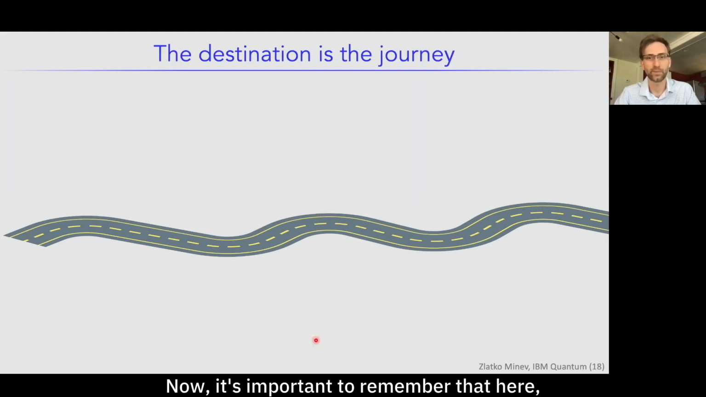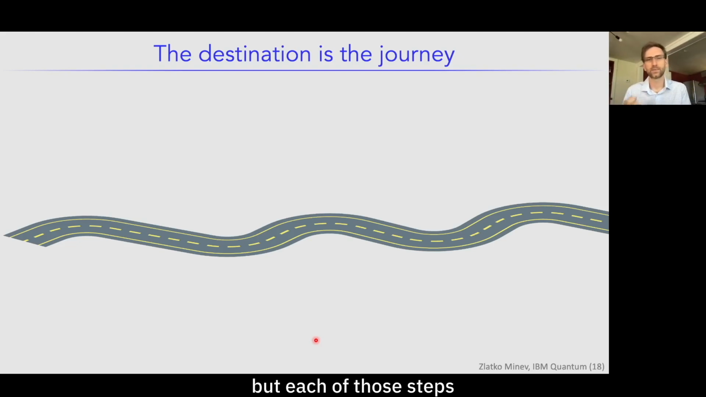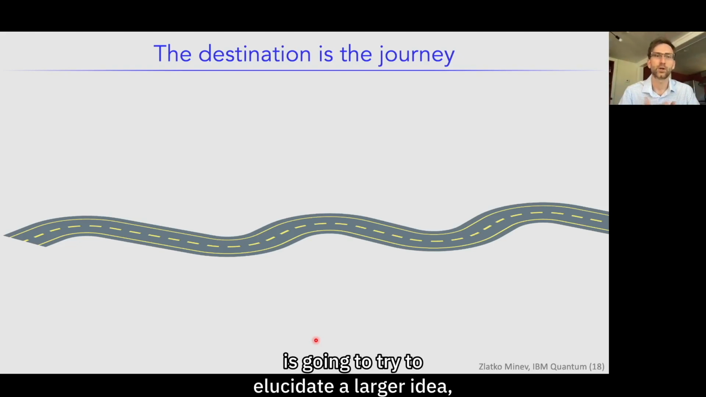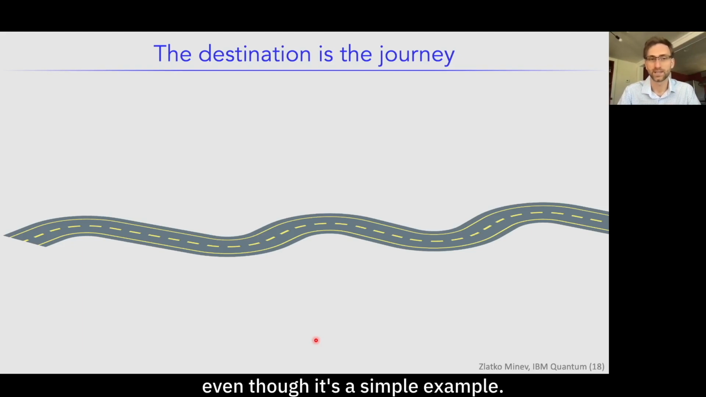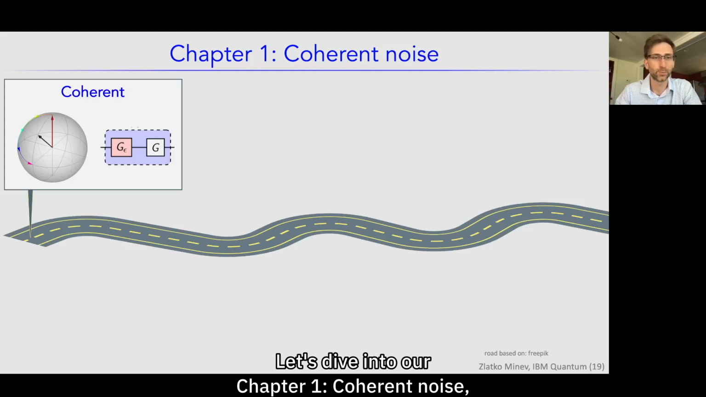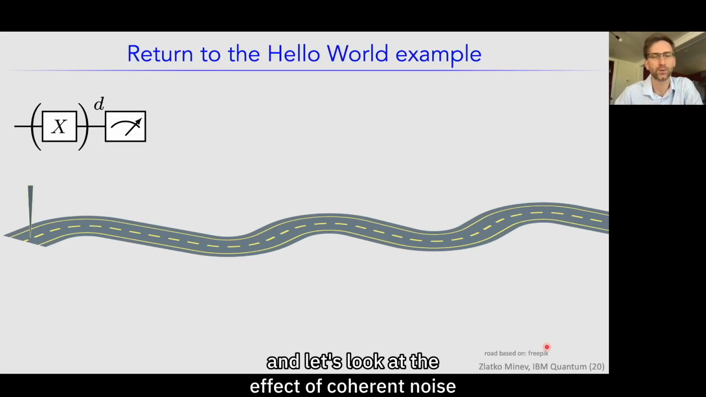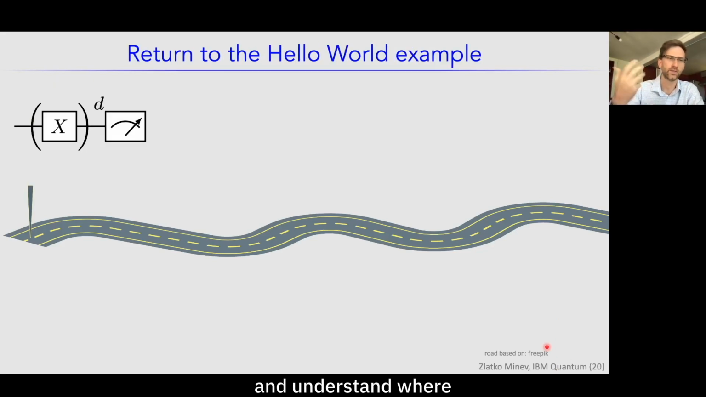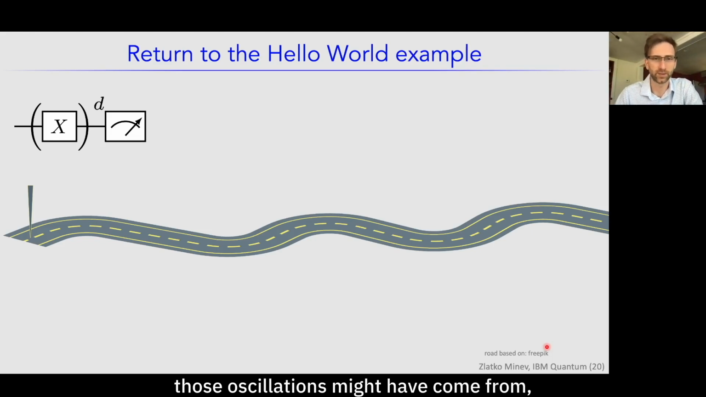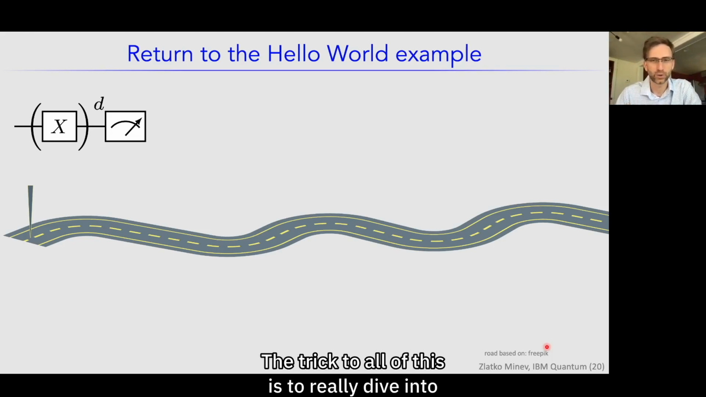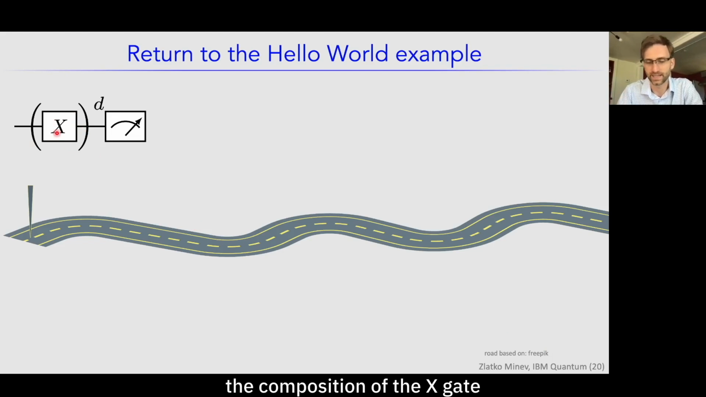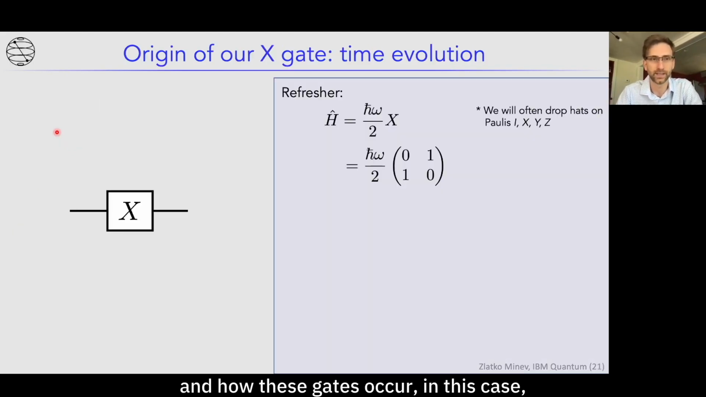Now, it's important to remember that here the destination is the journey. We'll start simple and build slowly, but each of those steps is going to try to elucidate a larger idea, even though it's a simple example. Let's dive into our chapter 1, coherent noise, and let's look at the effect of coherent noise in this circuit and understand where those oscillations might have come from, why they might occur. The trick to all of this is to really dive into the composition of the X gate and how these gates occur in this case.